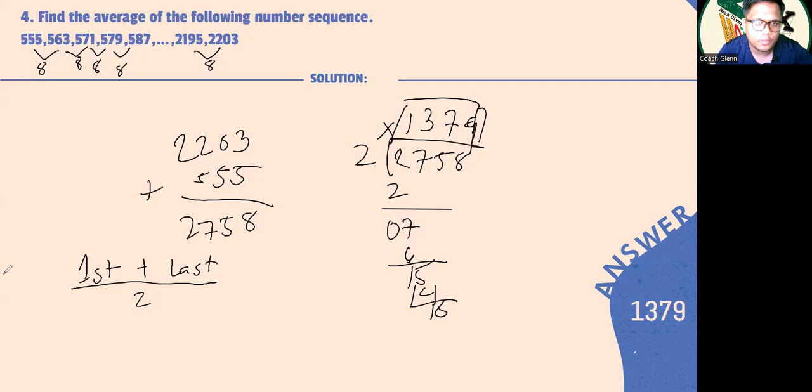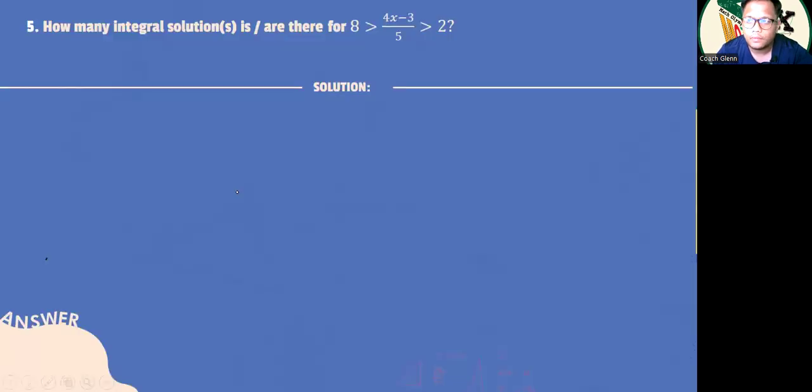If there are no more questions, then let's have the next one. How many integral solutions are there for x is greater than x minus 3 over 5 but less than 2? Ah, wait, the other way around. Yeah, no.